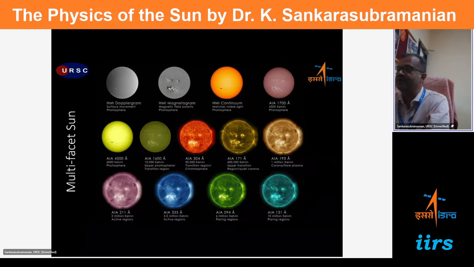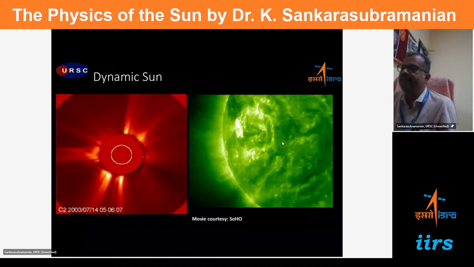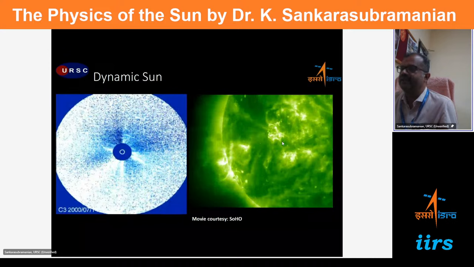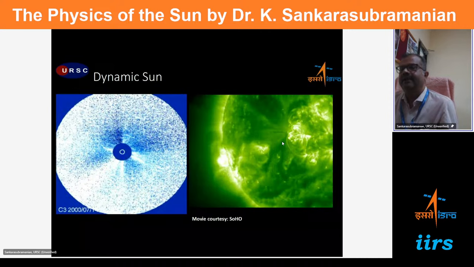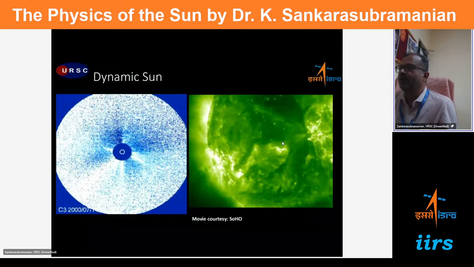Here is an image of the sun continuously observed. You see two of them. Both of them show the dynamic nature of the sun. And you see that the plasma is thrown into the interplanetary medium. And you also see that at the end of the movie, the detector gets saturated and starts to show salt and pepper type of images. They are nothing but the energy deposited by these energetic particles on the detector. These images are from the SOHO observatory, which is placed at L1.